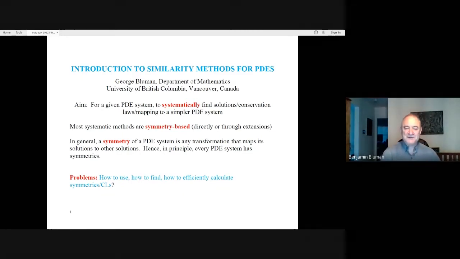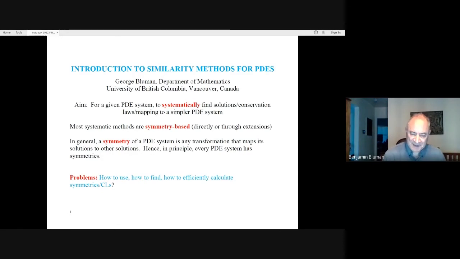And we'll be focusing on continuous symmetries. You can look upon a continuous symmetry as a continuous deformation of solutions to other solutions. So it's really a topological definition. But the problem is, you have to know what do you do with the symmetries? How can you find them? And how to efficiently calculate the symmetries and conservation laws? We have to have a coordinate system to work in. And the question is, what coordinate systems can we have that move solutions to other solutions continuously?